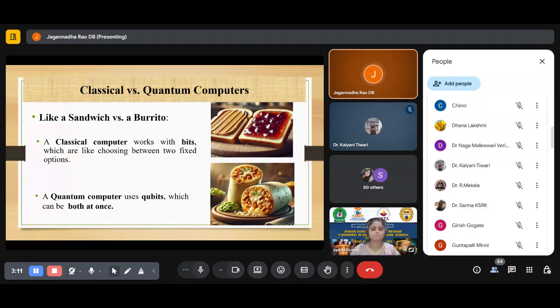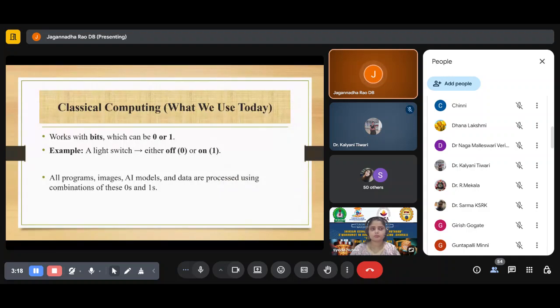This is the big dish, in which we have various ingredients, everything we are adding. Today's classical computing works with bits, zeros and ones, like a light switch on or off. Classical computing is either yes or no, two options only. All programs, images, AI models, and data processing use a combination of only these zeros and ones, bits.